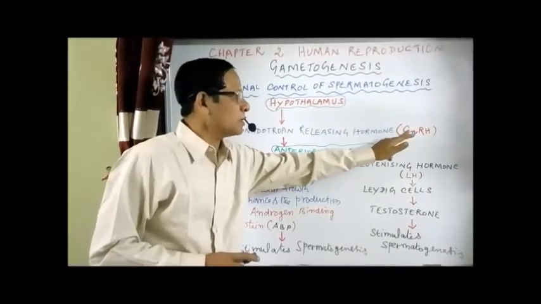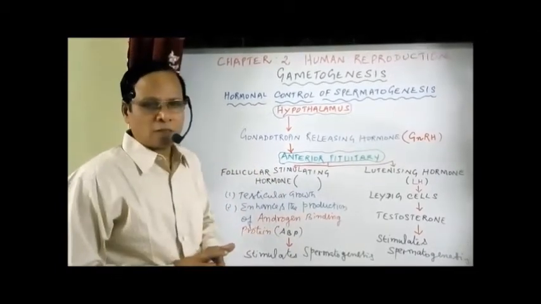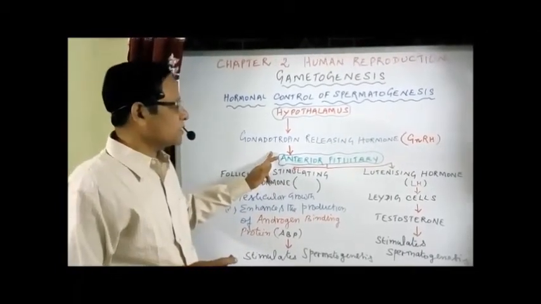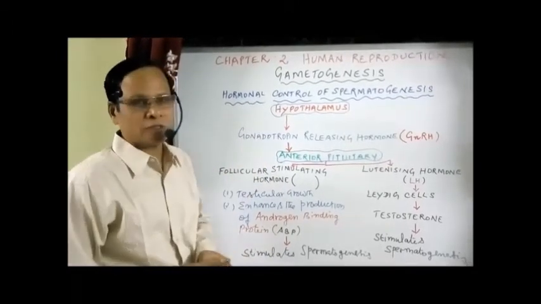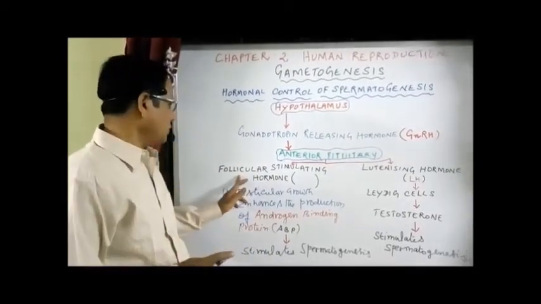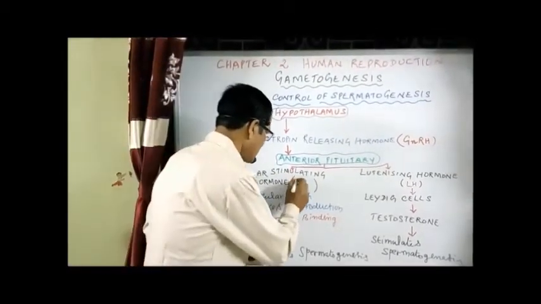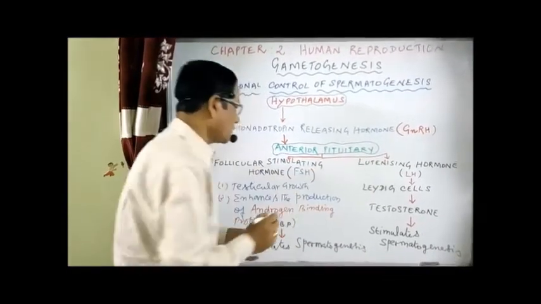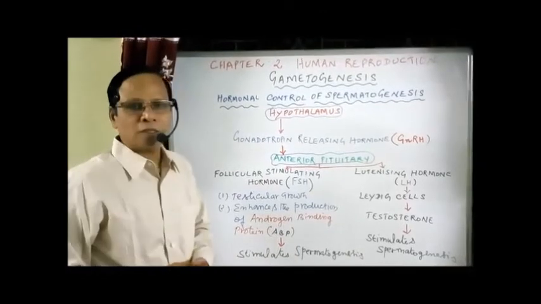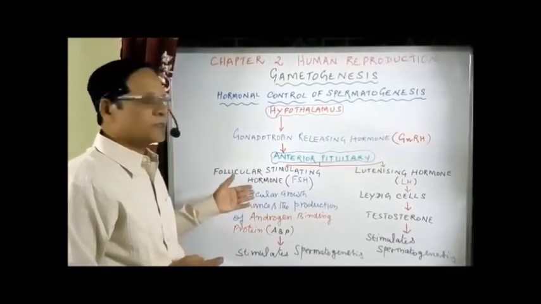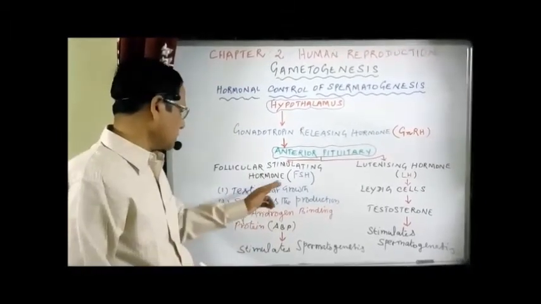So GnRH, gonadotropin releasing hormone. Now these hormones act on the anterior pituitary to release two hormones to control the activity of the testes. Number one, follicle stimulating hormone, otherwise called FSH. What is the role of FSH in spermatogenesis? It is responsible for the growth of the testis, or testicular growth.